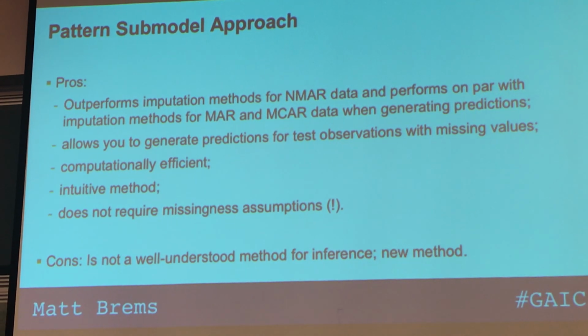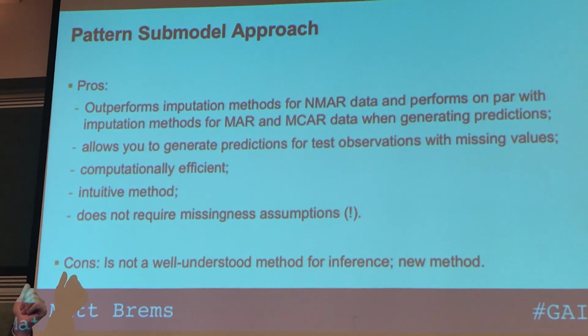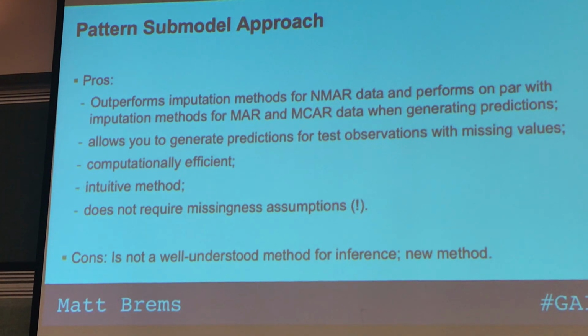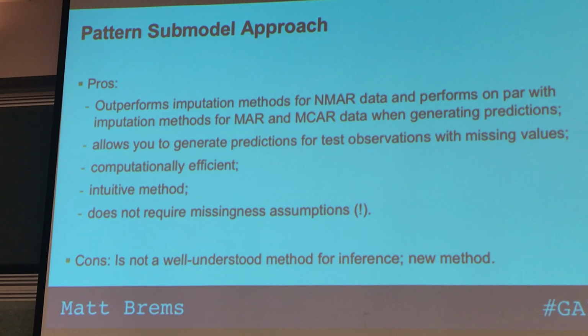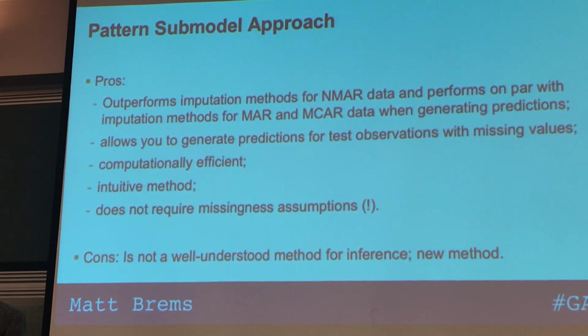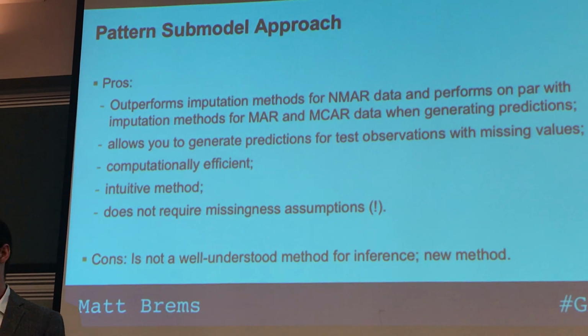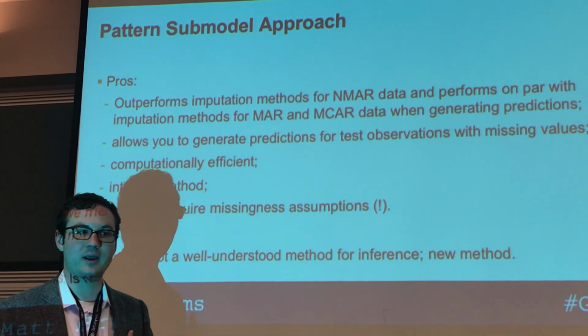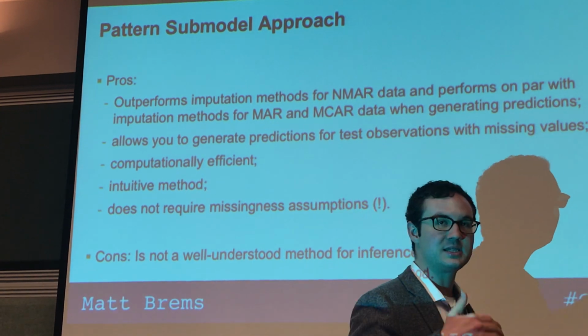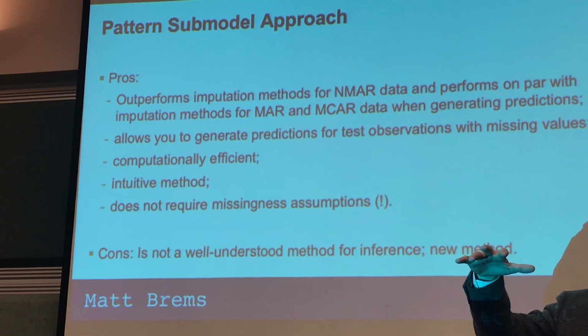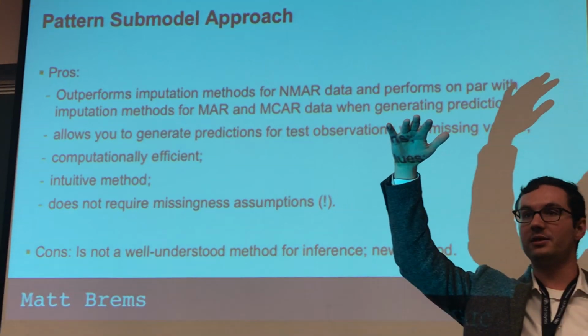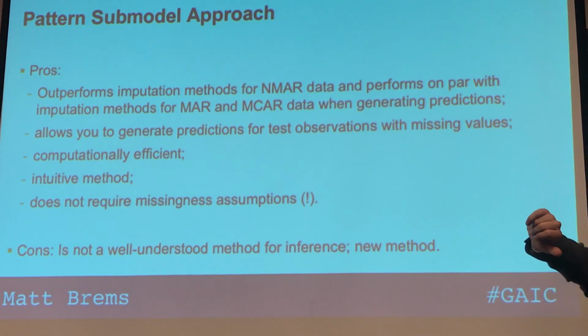So the upsides to this: it outperforms imputation methods. Again, we're not imputing here. If your data are missing not at random, we're going to outperform imputation methods. It's also going to be on par with imputation methods for missing at random and missing completely at random. So, with missing at random and missing completely at random, it'll perform the same. But if your data are not missing at random, this method is going to be better, which is pretty good.